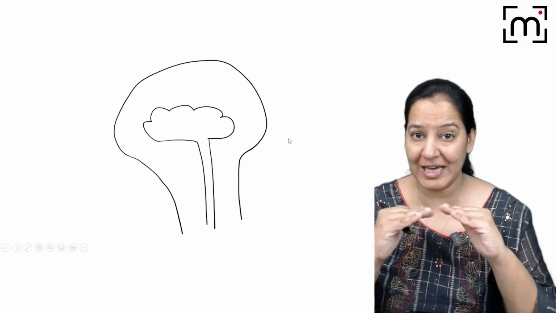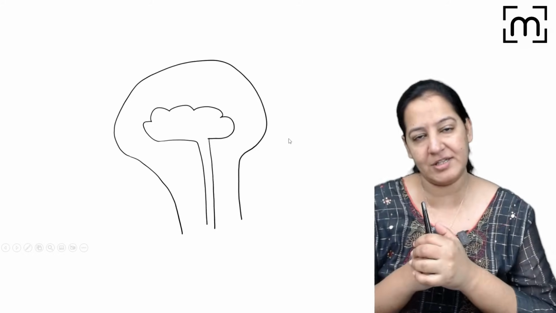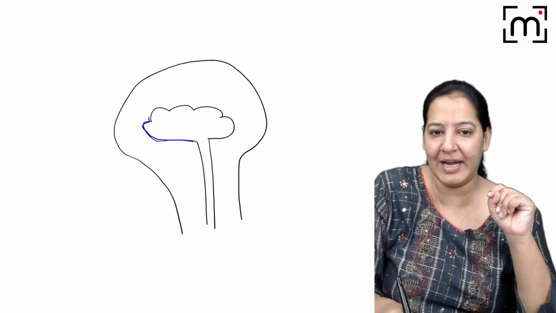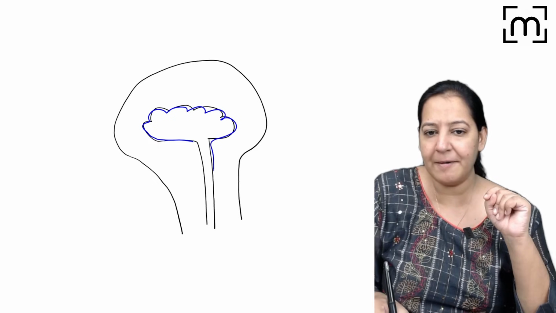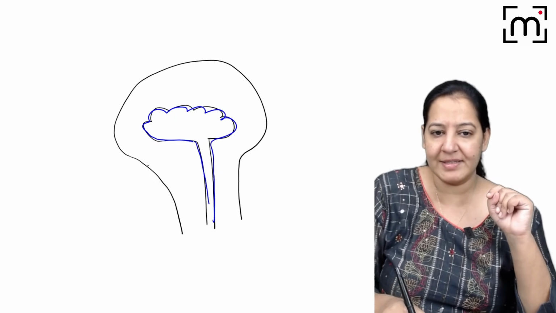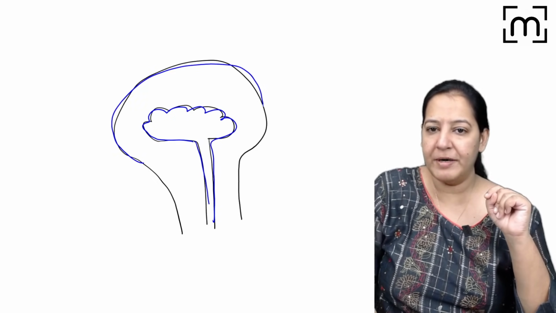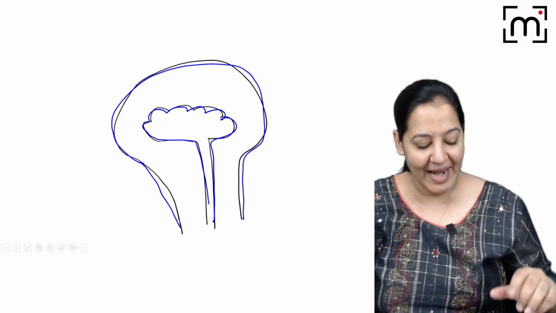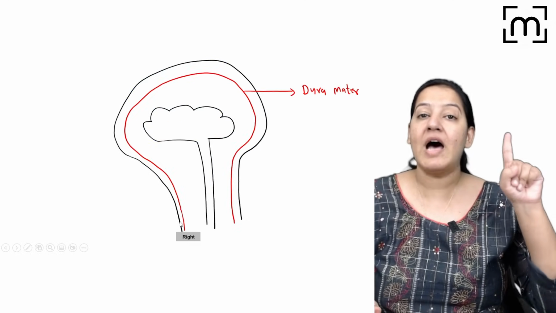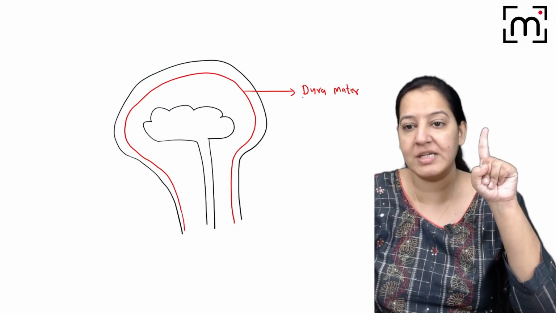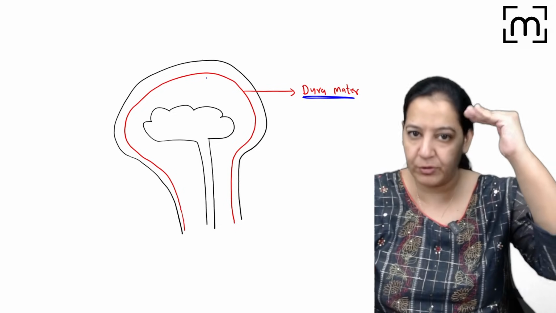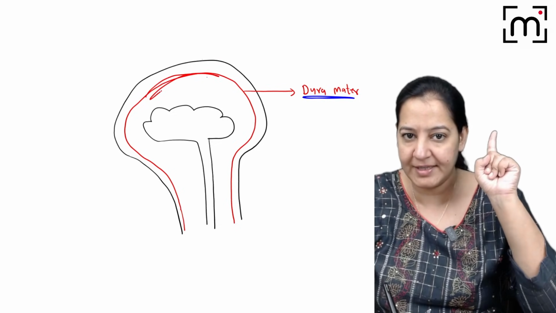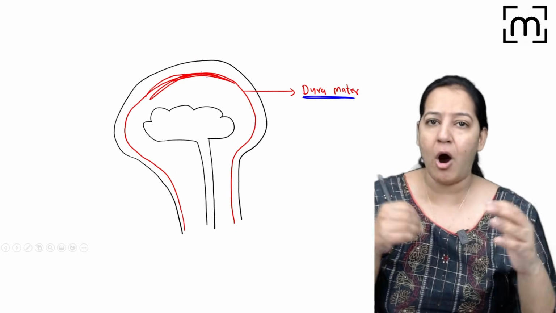Now, let me tell you the sequence from outer to inner of the three types of coverings, or the three types of meninges. In this diagram, you can see this is brain and spinal cord and this is the skull. You can see this is the skull and the vertebra. Between the skull, vertebra and brain and spinal cord, the three meninges are present. So, let's see their orientation and sequence. The outermost is the dura mater. It is just below the skull. You can see just below the skull, here is the dura mater.